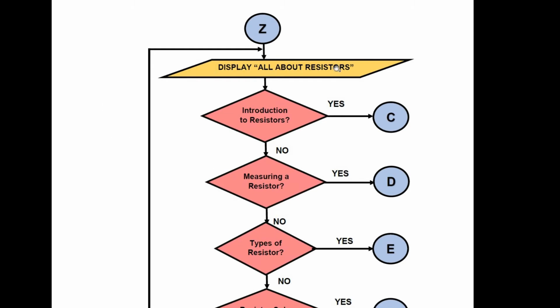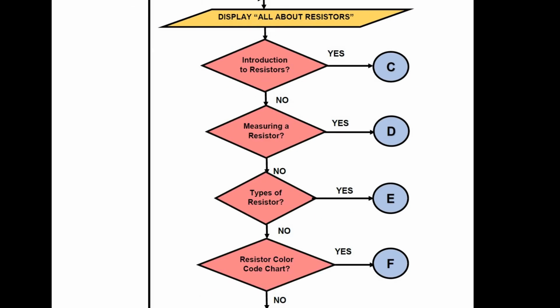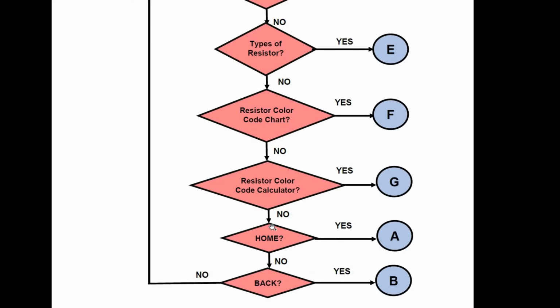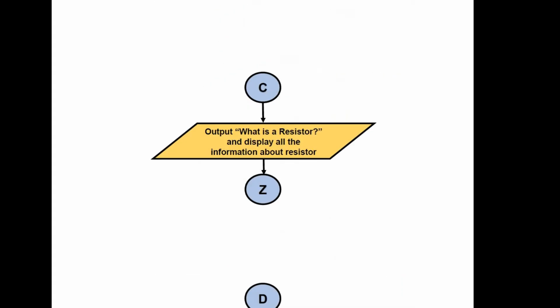If the user chose to go to the resistors, it will display all about resistors, and then it has 4 different types of decision, which include the introduction to resistors, measuring resistor, types of resistors, resistor color code chart, and resistor color code calculator.